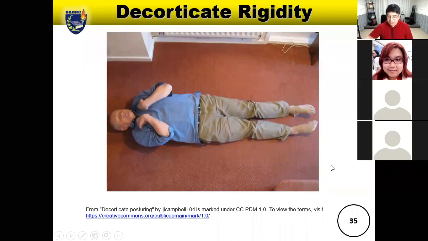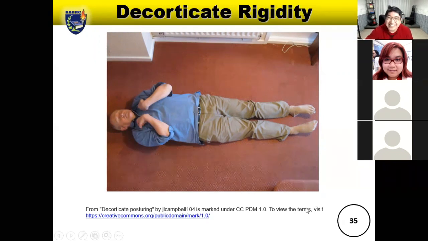So that's decorticate rigidity. Maybe sometimes it's easier for you to remember decorticate rigidity like this. This is decorticate. This is what you do during the first night of honeymoon when you pull the blanket over yourself and do like this. That's decorticate rigidity. But when somebody pulls it down, then it becomes decerebrate rigidity. During honeymoon, okay? So let's move on.